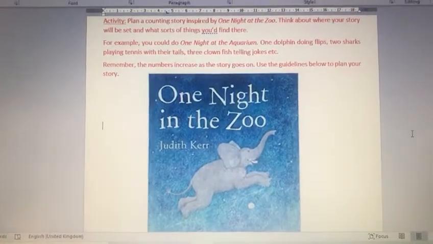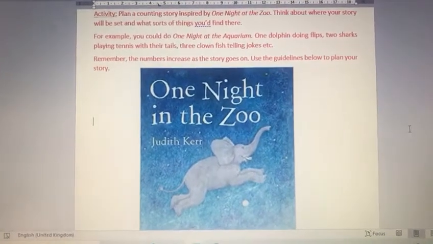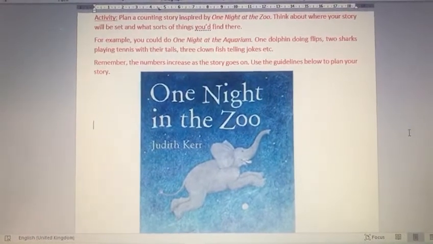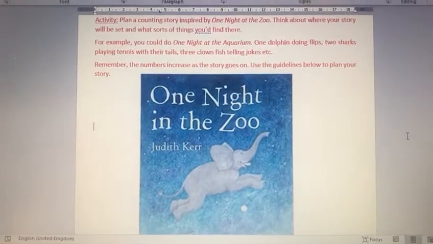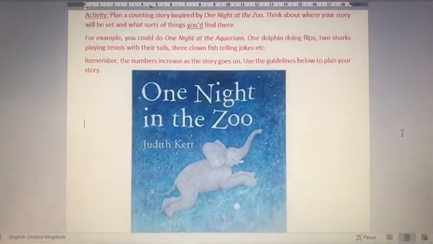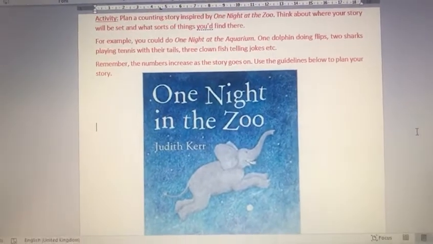Now, I'm sure you noticed that One Night in the Zoo was a counting story that featured different animals, and the animals came in numbers that increased as the book went on, and the different animals were doing all sorts of things as the story progressed. So, you are going to be planning your very own version of One Night in the Zoo.